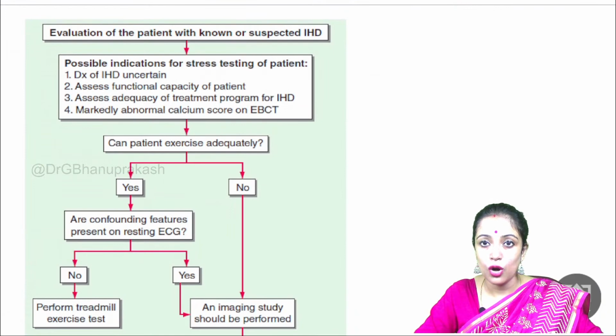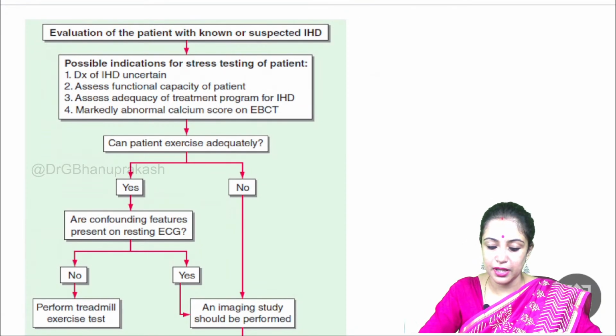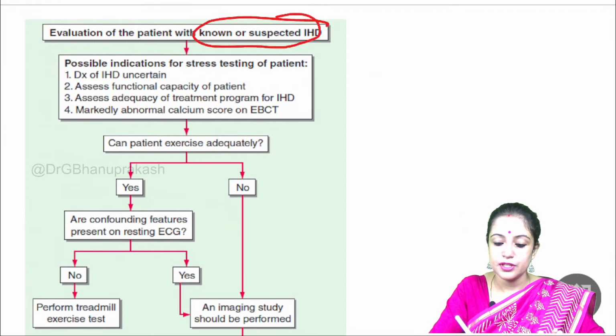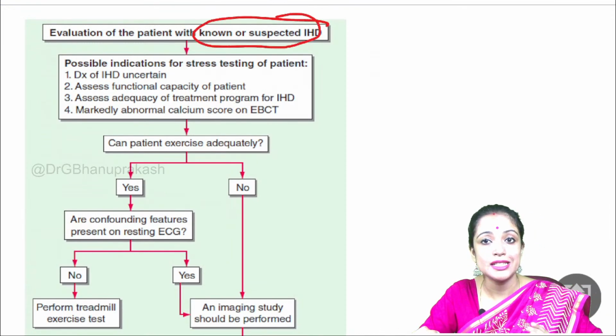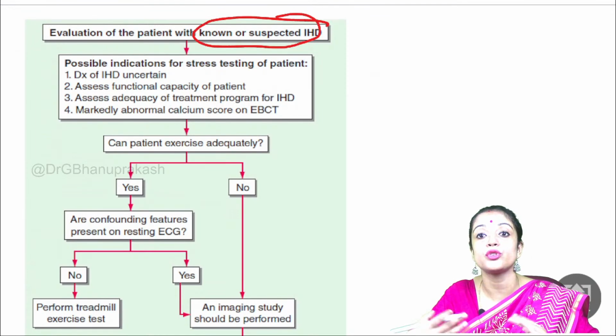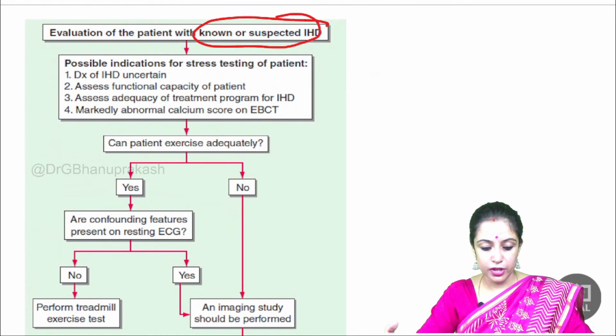So here is the protocol of evaluation of a patient with suspected ischemic heart disease. That means the patient has presented to you with all the typical clinical manifestations of ischemic heart disease. Now, how you proceed with the investigation? What is the protocol?